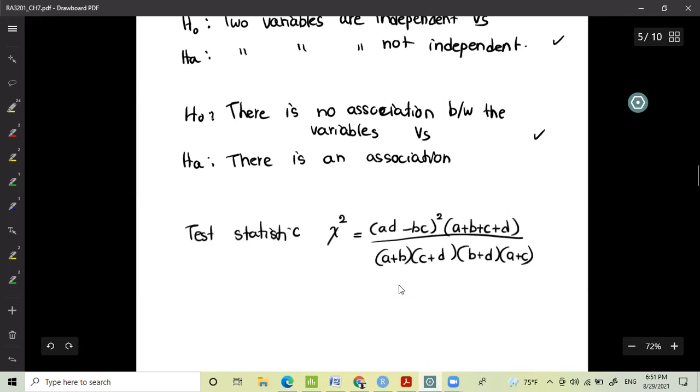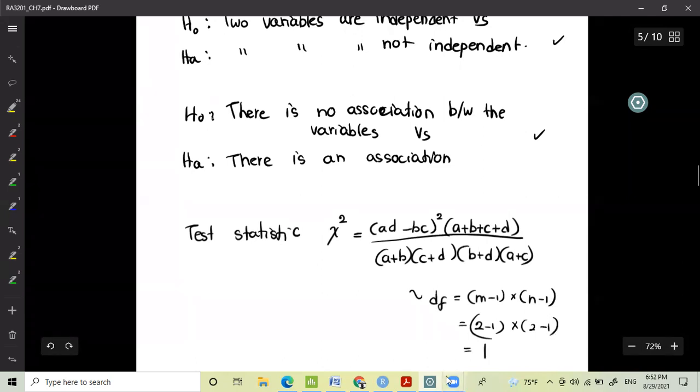Right? And this will follow. The degrees of freedom will be n minus 1 times n minus 1. That means the number of columns minus 1 times the number of rows minus 1. In this case, it will be 2 minus 1 times 2 minus 1. We are looking at only a 2 by 2 table, so it is going to be degrees of freedom 1.